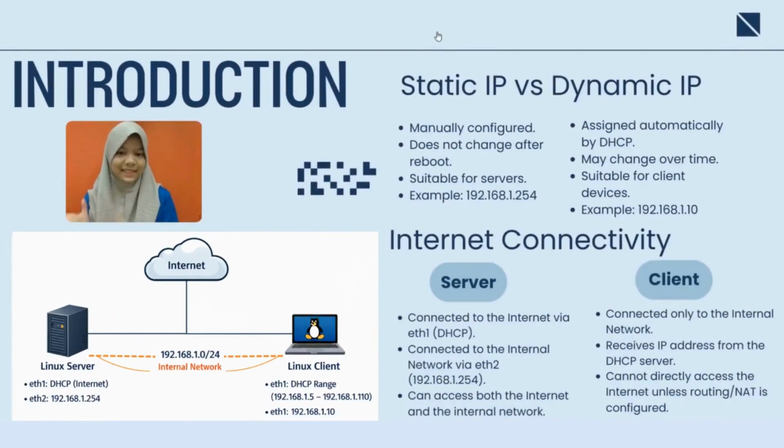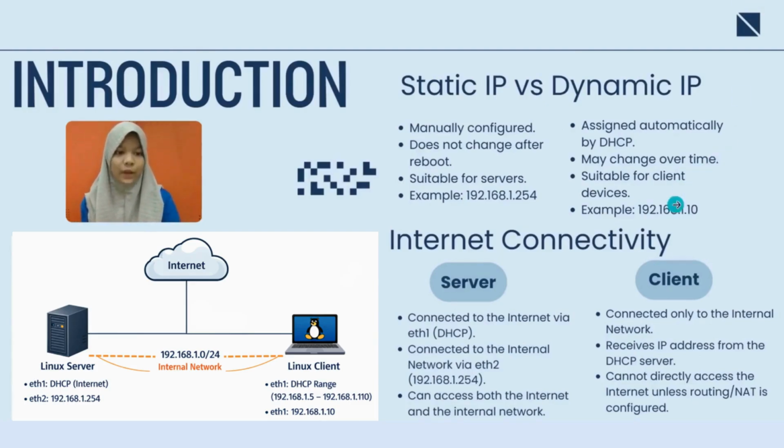We will look at static IP versus dynamic IP and how internet connectivity works in a simple network. A static IP is set manually, doesn't change after reboot, and is best for a server. Example, right here we have 192.168.1.254. A dynamic IP is given automatically by DHCP, may change over time, and is suitable for client devices.